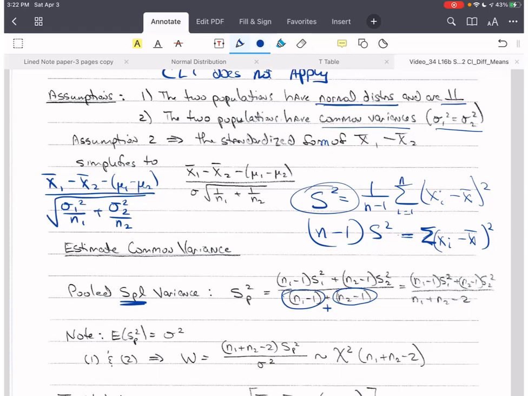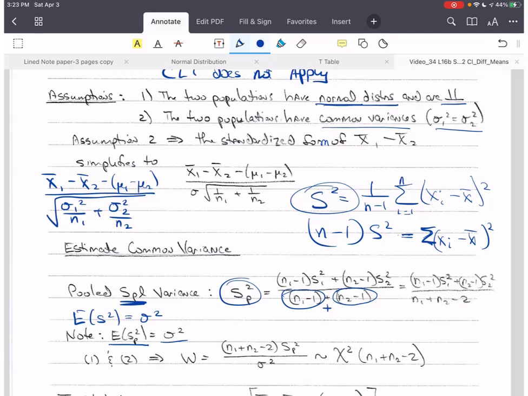And if you recall, the expected value of s squared is equal to sigma squared with the n minus 1. So it's easy to show that the expected value of s sub p squared, this pooled variance, is equal to sigma squared.